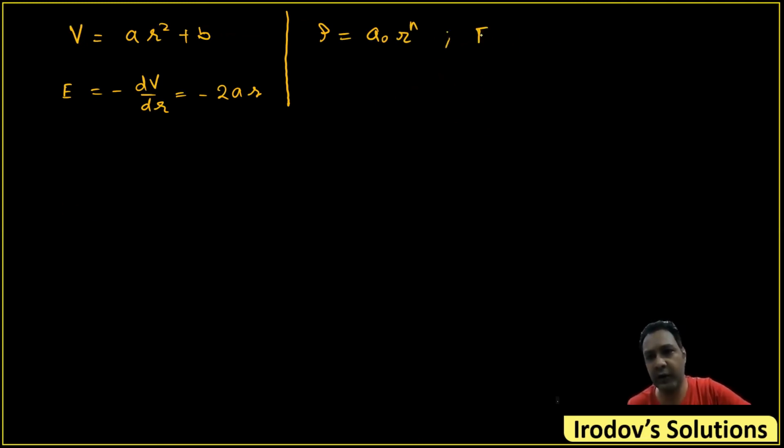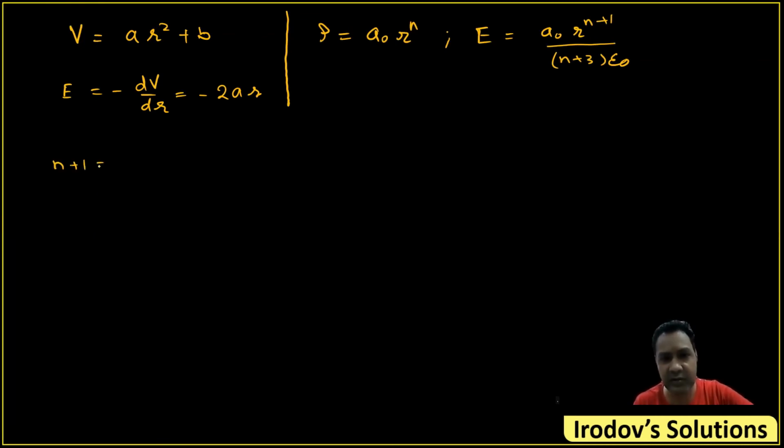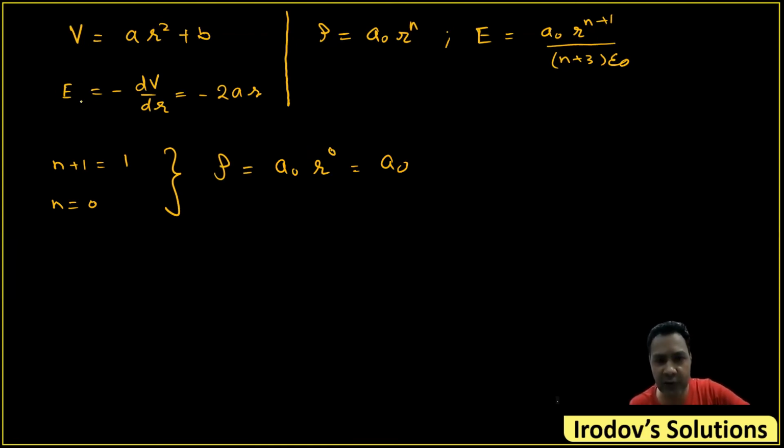then electric field at a distance r from the origin is equal to a naught r power n plus 1 divided by n plus 3 epsilon naught. Compare this E with this E. So you see this is r power 1 and this is r power n plus 1. So it means n plus 1 is equal to 1, meaning n is equal to 0. So n is 0. So charge density is equal to a naught r power 0, and that is just a naught.